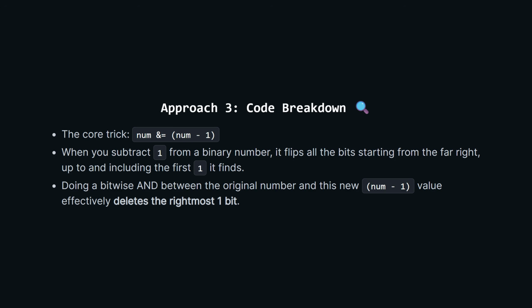The entire algorithm relies on one incredible line of math. We update our number by doing a bitwise AND between the number itself and the number minus 1. Without getting too deep into the binary math, subtracting 1 causes a cascading flip of the bits on the right side. When you AND that result with the original, it perfectly isolates and erases whatever the lowest 1 bit is, leaving the rest of the number completely untouched.